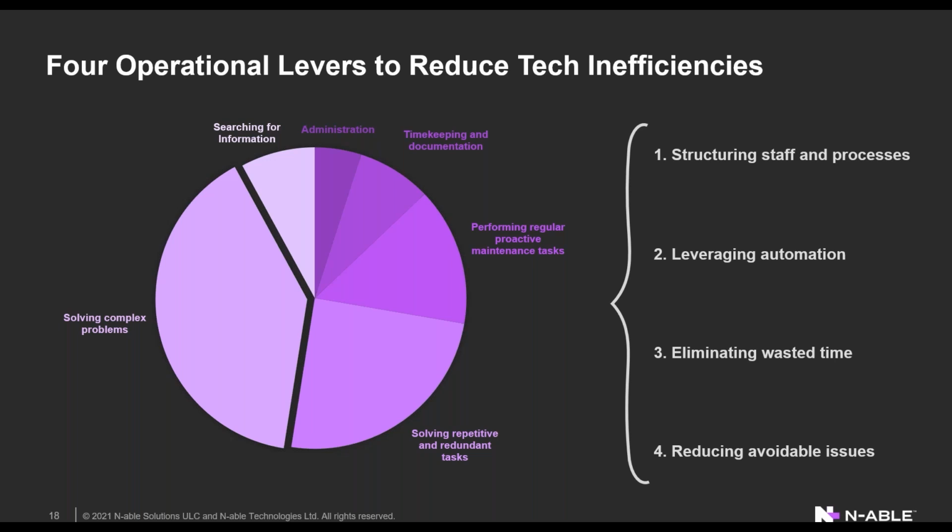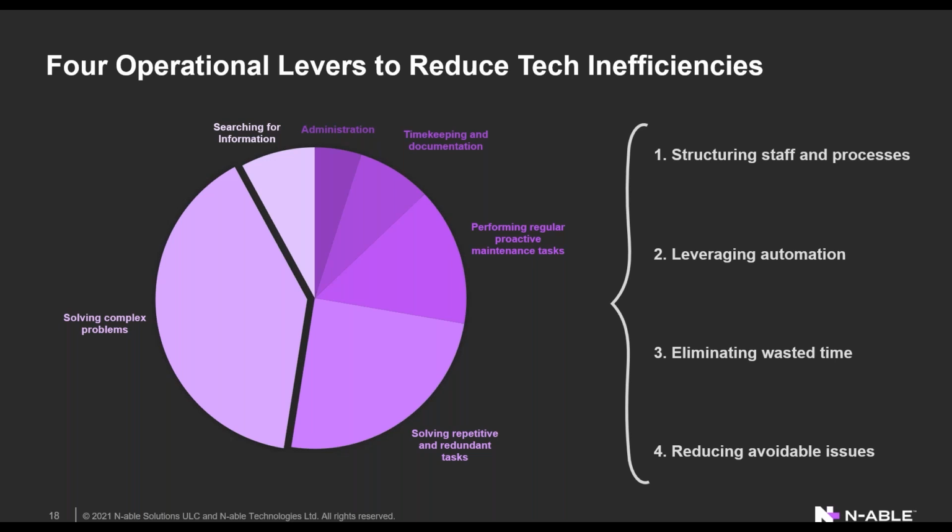In the rest of this pie chart here, we're going to be looking at each of these individual sections, tying into these 4 levers to make efficiency better, right? So we look at performing regular proactive maintenance tasks. Well, when we look at the levers that we can pull here, automation is exactly one. Eliminating time wasted through automation.